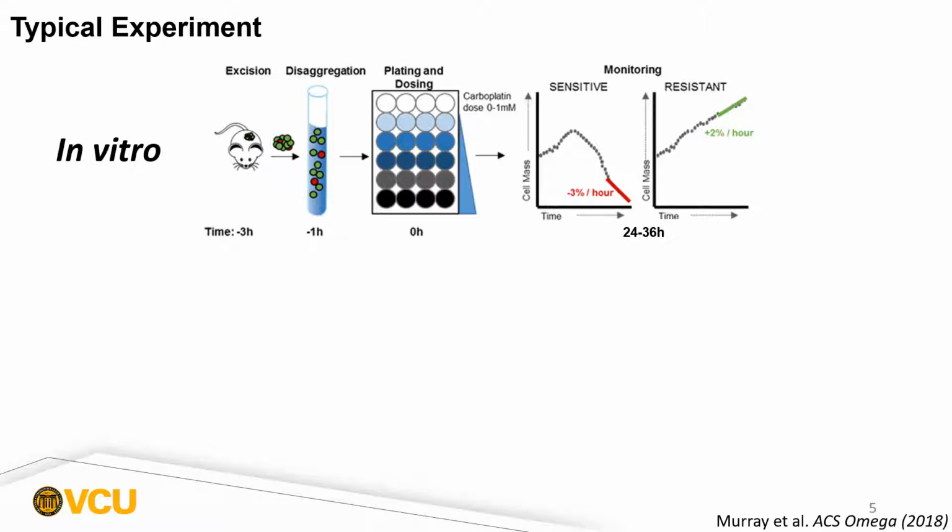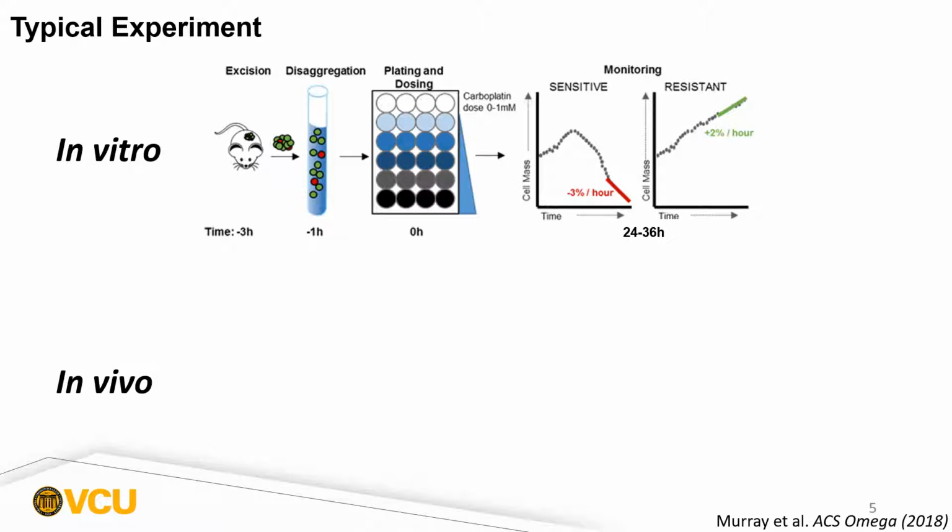These cells are then plated on a 24 or 6-well plate and dosed with whatever drug we are screening at the time. In the case of the example I'm showing you, we are dosing carboplatin from 0 to 1 millimolar on triple-negative breast cancer tumors. We then monitor the biomass growth rates of the cells about 24 to 36 hours after treatment.